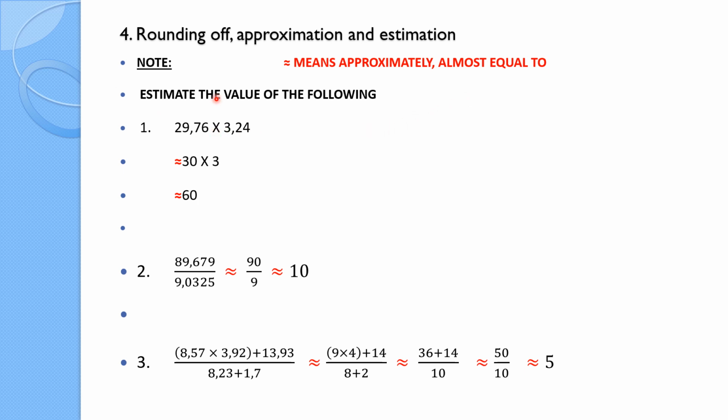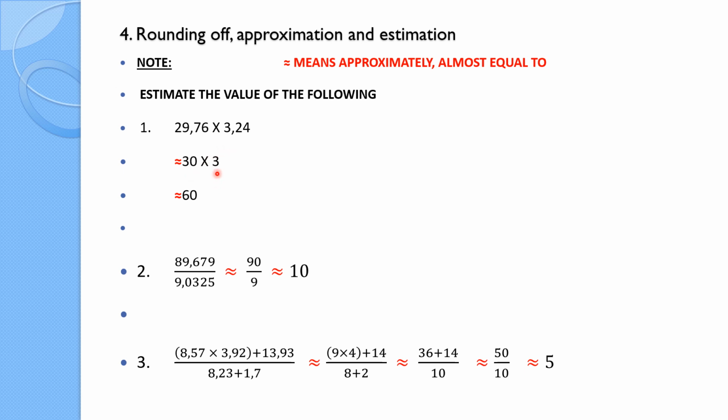So here, estimate the value of the following. So 1, they said 29.76 times 3.24. Right, if we use our knowledge of rounding up and rounding down, 29.76 is approximately 30.